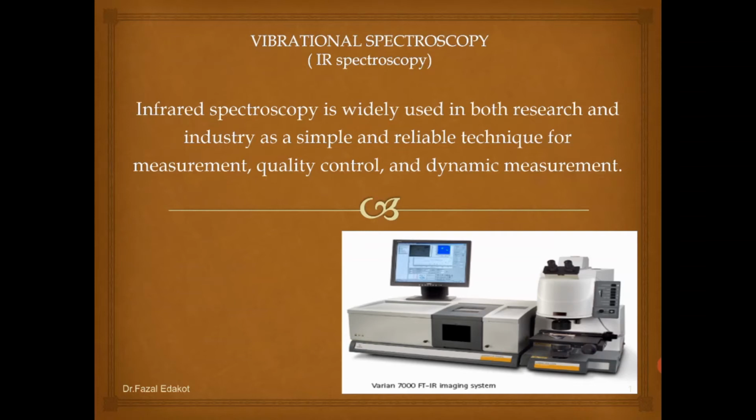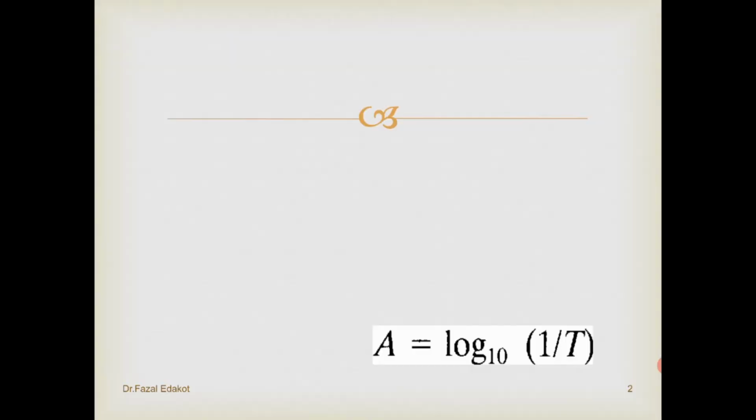We were speaking about vibrational spectroscopy, IR spectroscopy. The introduction is given. So let us recall, infrared spectroscopy is widely used in both research and industry as a simple and reliable technique for measurement, quality control and dynamic measurements. Some part we have already discussed. And let us see how the output of an infrared spectroscope will look like.